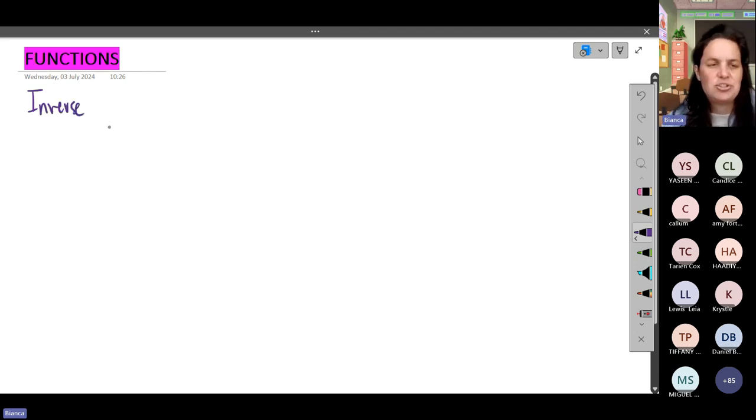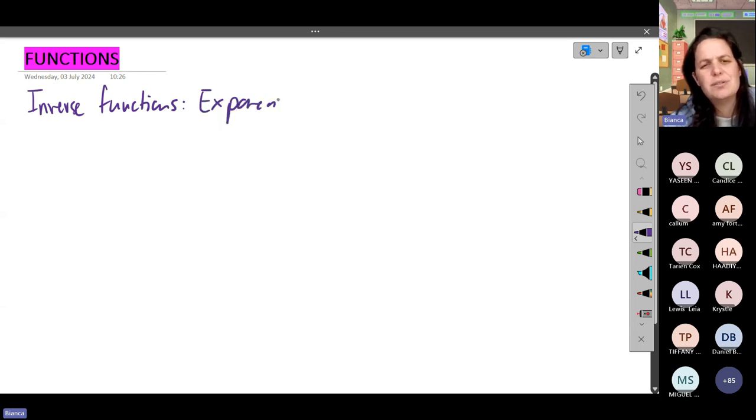Okay, so excuse my writing. I struggle with the tablet, but yeah, we're going to focus on inverse functions for the next 15 minutes. And all we're focusing on is the exponential ones because the parabola is very small. Oh, I don't know why I'm writing so badly. Okay, so let's talk about an exponential function first.